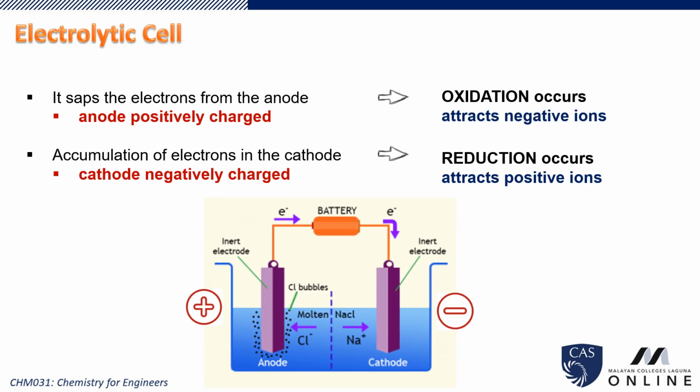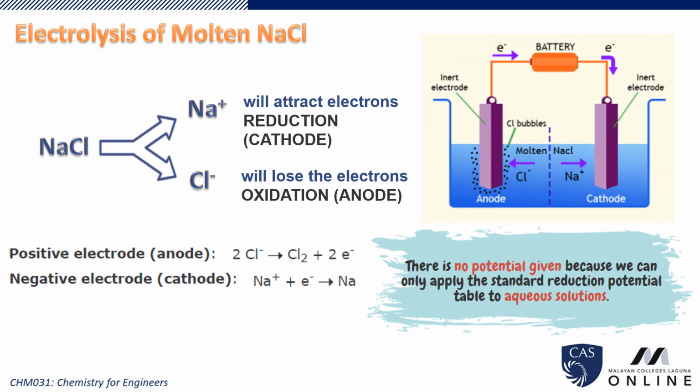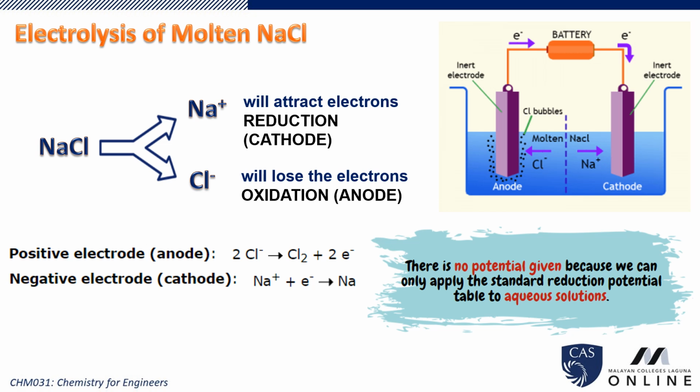In an electrolytic cell, the anode is positively charged because the electrons are drawn away from it. Even though the system is not spontaneous, the same redox rules apply. Oxidation occurs at the anode, reduction occurs at the cathode. The difference is that these reactions are forced by an external power supply. Also, the anode attracts negative ions, meanwhile the cathode attracts positive ions.